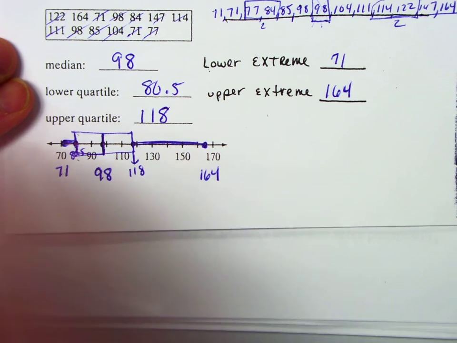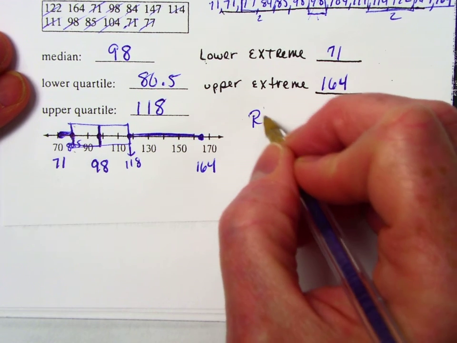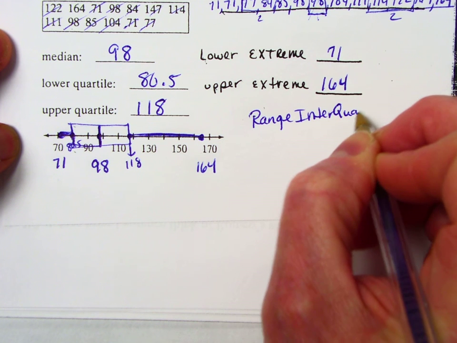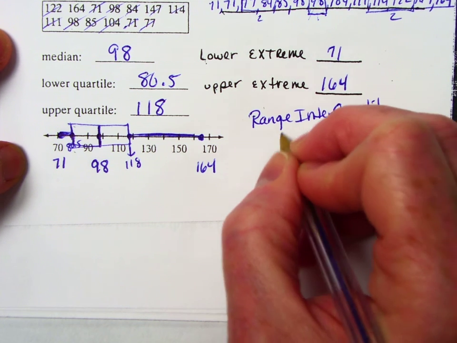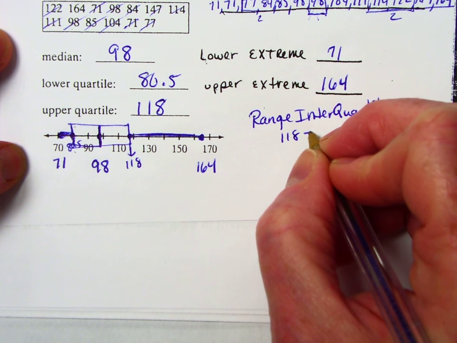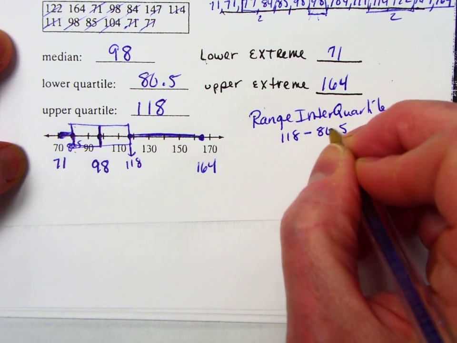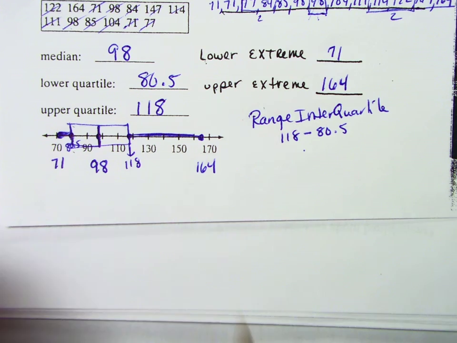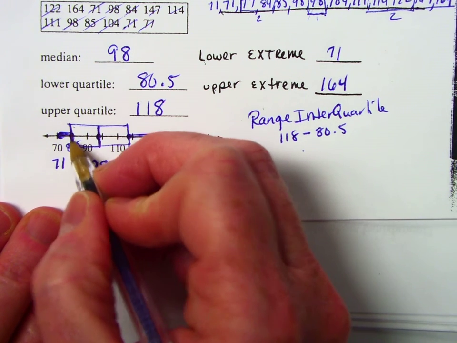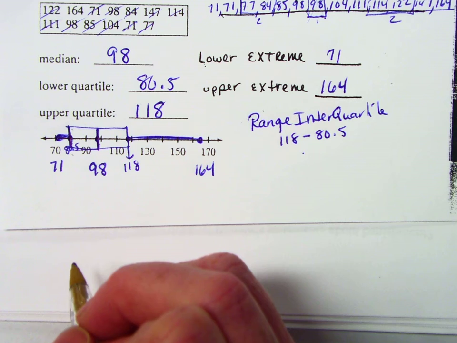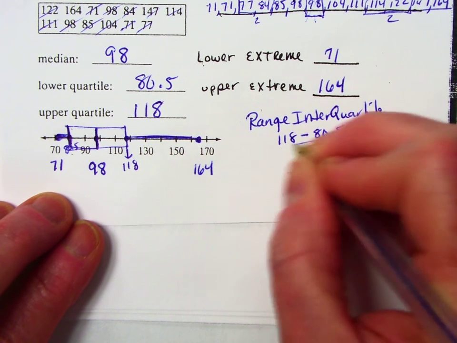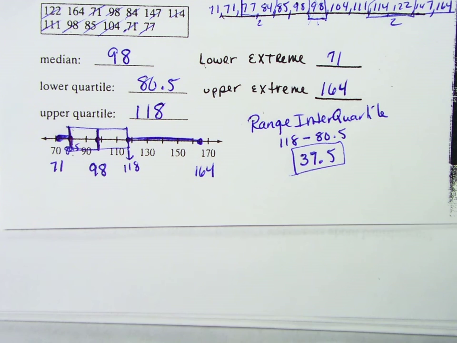What would the range of this interquartile be? Okay, so the range of the interquartile would be 118 minus the 80.5. And what would it be? It's 47. Are you sure? 118 minus 71? No, no, no. Wait, the 80.5 is the edge of the box. 71 is the lowest extreme. 37.5. Okay. All right, so that would be that answer.